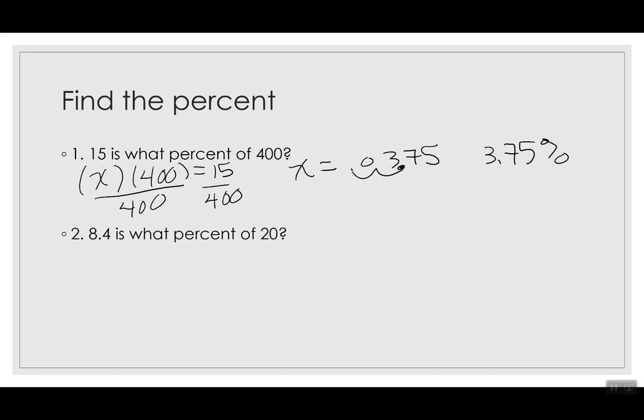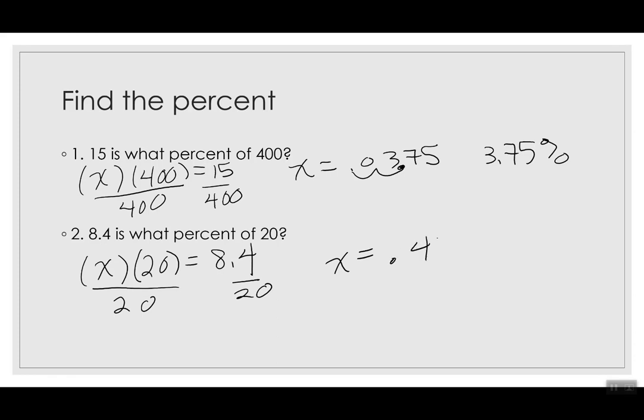8.4 is what percent of 20? X will be our percentage. The whole is 20, and our part is 8.4. Divide by 20. X, 8.4 divided by 20, is 0.42. Let's change that over to a percent. So I move it 2 to the right, I get 42%.